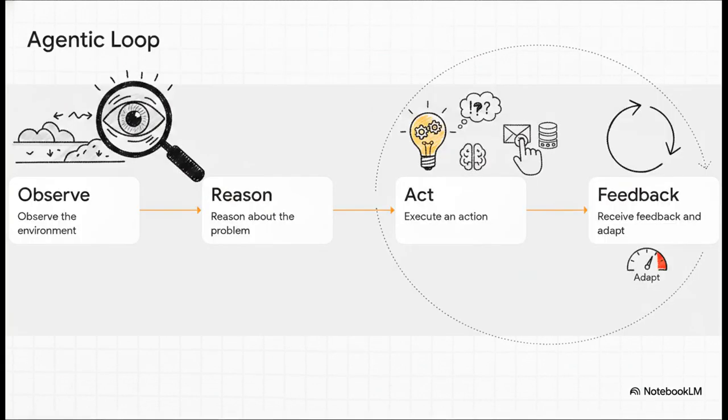So how does an agent pull this off? It utilizes the agentic loop. First, it observes its environment and the tools it has available. Second, it reasons about the specific problem it needs to solve. Third, it acts. Maybe it sends an email or queries a database for you. And finally, it receives feedback on that action. It dynamically self-corrects and repeats this loop continuously until a specific termination condition is met, meaning it keeps going until the job is done perfectly.